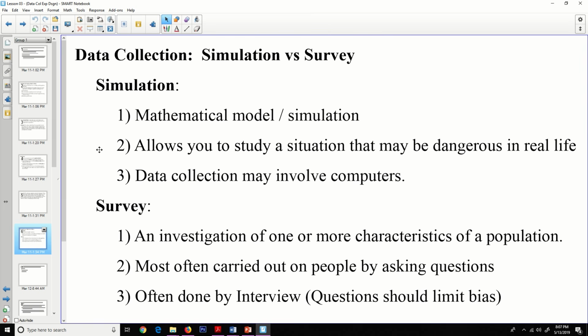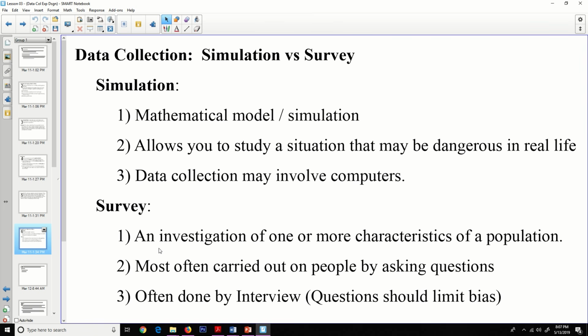When you're talking about data collection, simulation versus survey, in a simulation, we're talking about a mathematical model. So we may not actually be having people as our subjects because we want to study a situation that might be dangerous to them in real life. And data collection may involve computers.